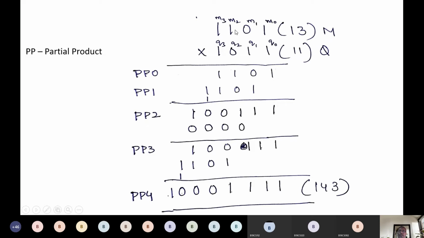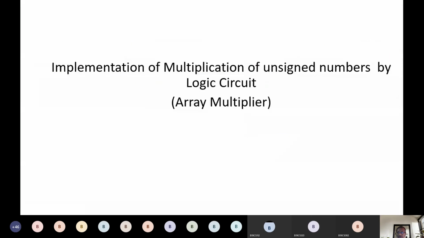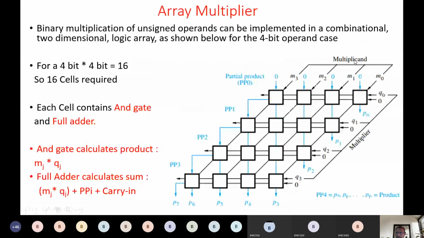So remember the multiplicand is M and the multiplier is Q. In the multiplicand we have M0, M1, M2, M3. In the multiplier we have Q0, Q1, Q2, Q3. These are given as inputs to this logic circuit. You can see the multiplicand at the top. M0 is given as an input to this cell, M1 to this cell, M2 to this cell, M3 to this cell.